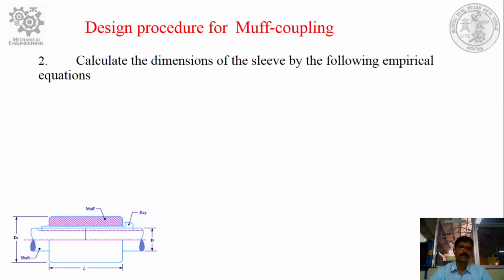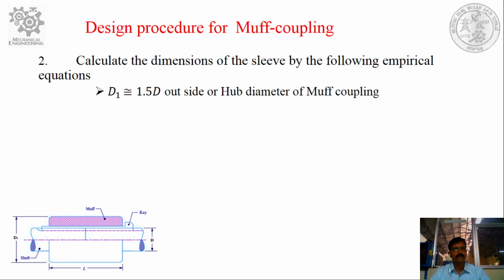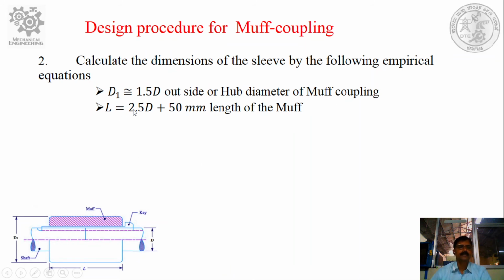Next, calculate the dimensions of the sleeve by the following empirical equations. Now with the help of the empirical relations, we can calculate d1, the outer diameter of the hub. d1 is equal to approximately 1.5 d, it is the outside or hub diameter of the coupling, and L is equal to the length of the muff, it is 2.5 d plus 50 millimeter, the length of the muff.